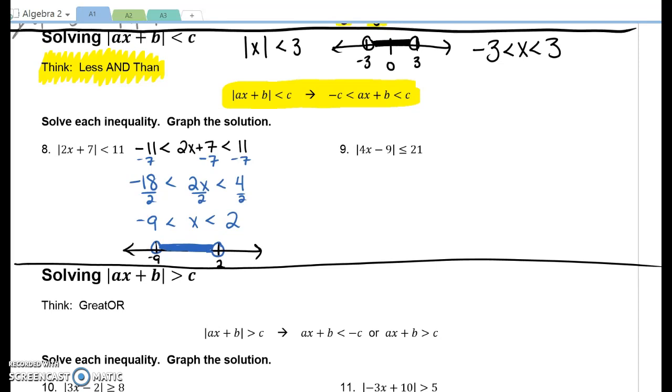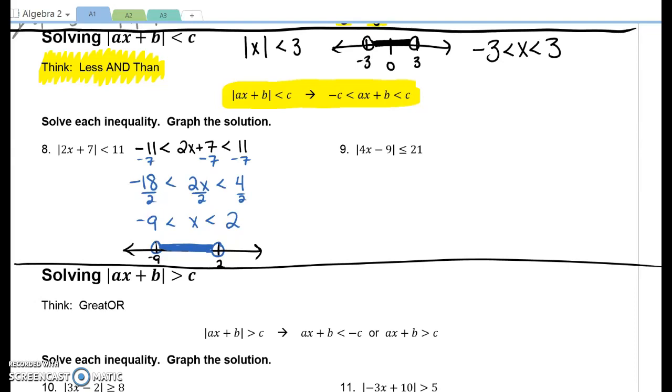Once you get the problem set up, I feel like solving these really aren't all that difficult. It's not going to be crazy, weird inequalities that you have to solve. It's pretty straightforward. Here's an and inequality. Solve it by doing the same thing to all 3 parts.